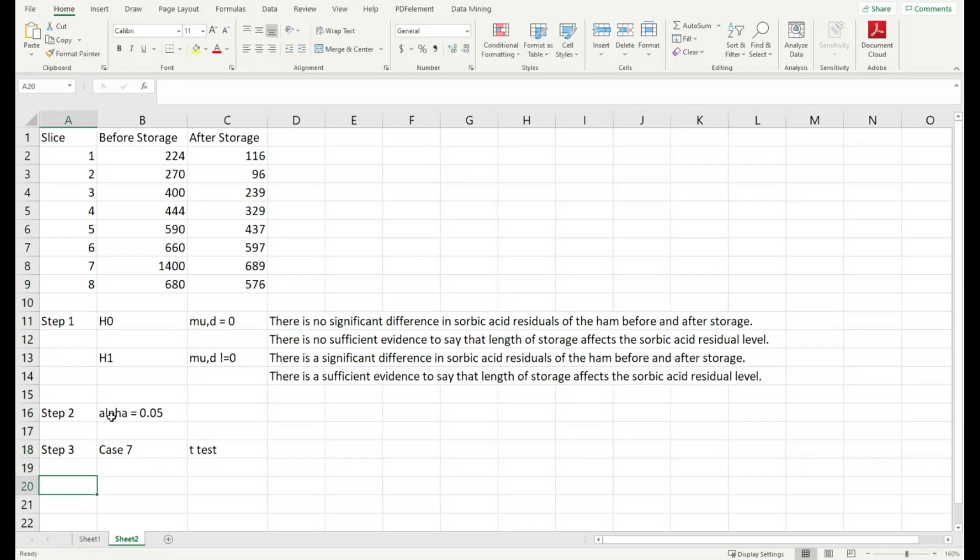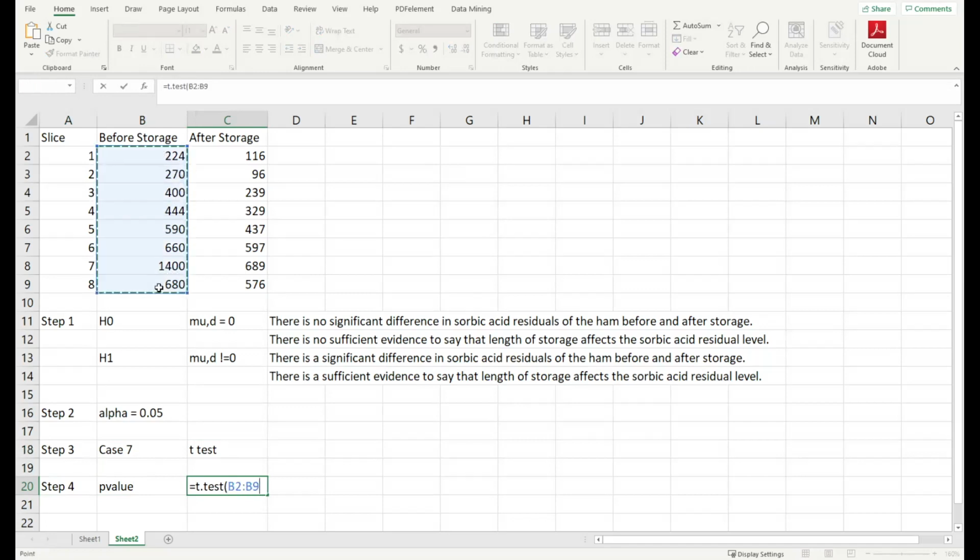Okay. So step 4 is we can compute for the t-value, pero the faster way to do this is to just get the p-value. And I'll show you the very quick method to do this. We use t.test. Okay? Tapos, we choose the array. Ito yung array 1. Next, we choose array 2. Then we do the type of distribution. If it's a one-tailed or a two-tailed, and in this case, we do a two-tailed distribution.